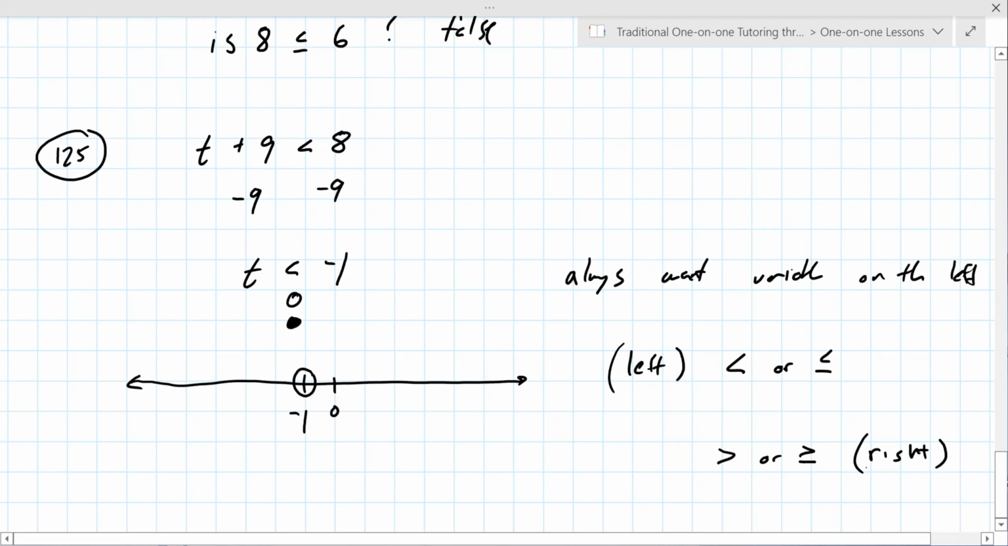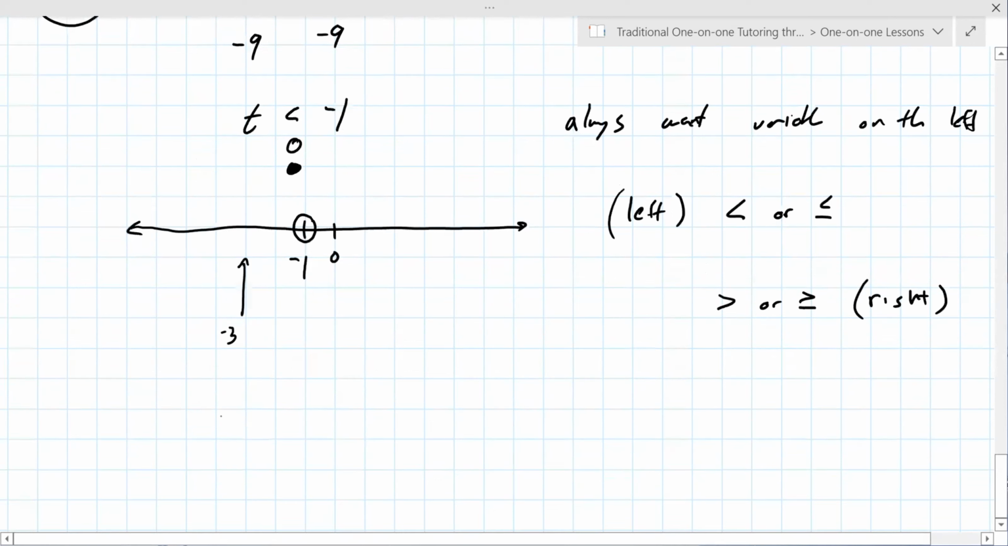But it gets a little bit awkward here. Let's say you were to test -3. I'll just write this down. We know it shades to the right. Is -3 less than -1? Sorry, I shaded the wrong way. That was terrible.